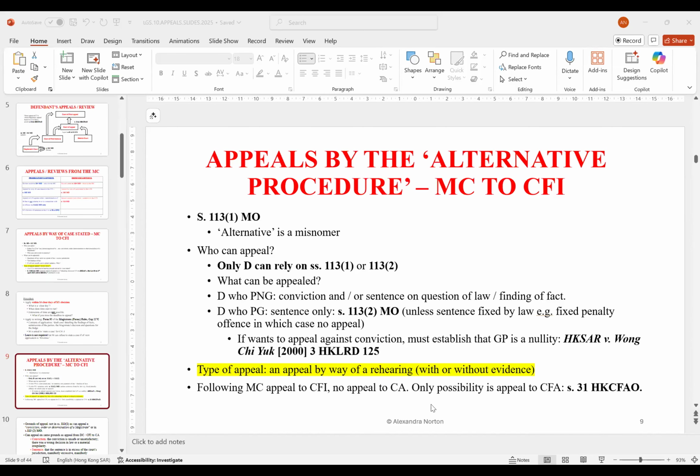Okay, so an appeal under section 113 is an appeal by way of rehearing, either with or without evidence. What that means is that fresh evidence can be introduced on appeal. But it's not a complete rehearing. It's not a retrial. So basically, all that the judge in the CFI is doing is looking at the magistrate's reasons for verdict, statement of findings, the transcript of what happened at the trial, but not the full transcript, just limited sections of the transcript that have been identified relating to the grounds of appeal.